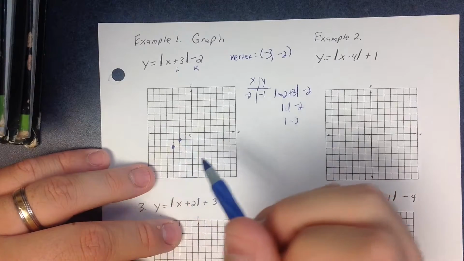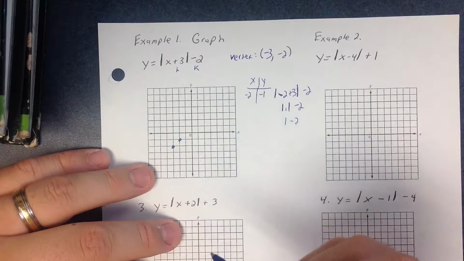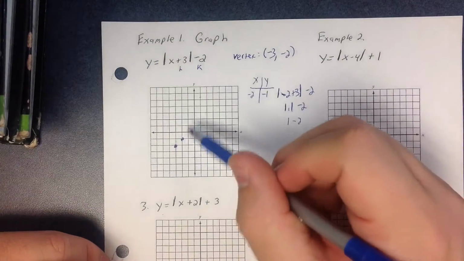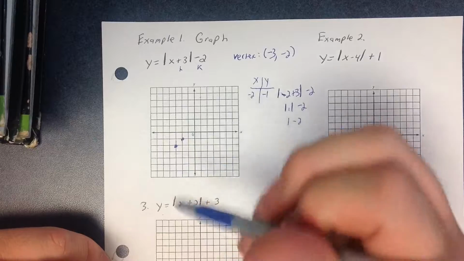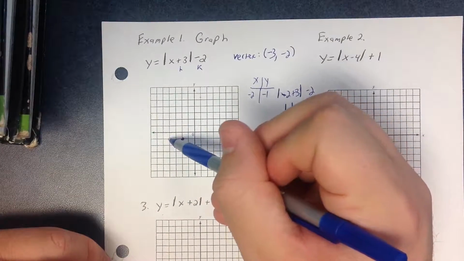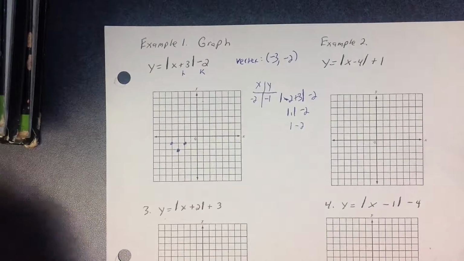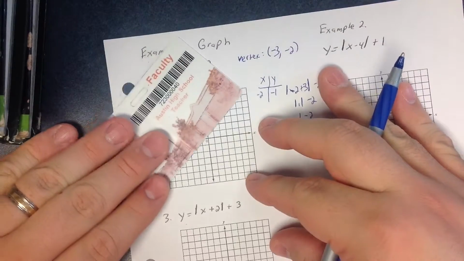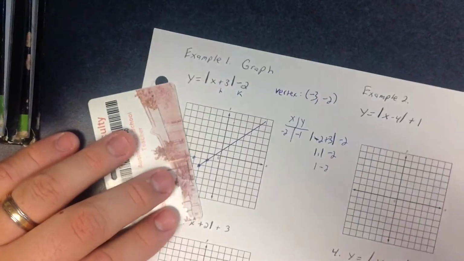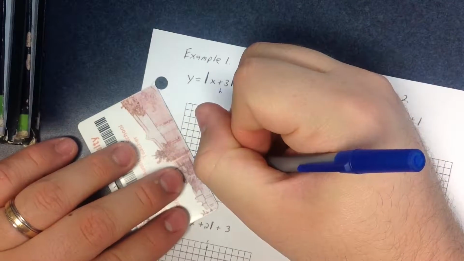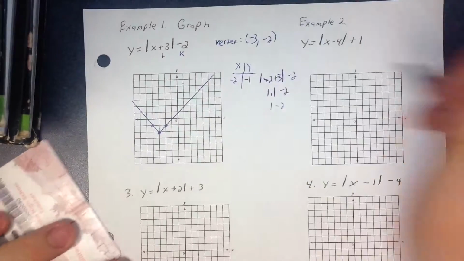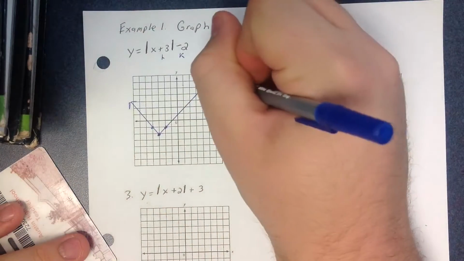Now when I say reflect it, an absolute value graph, since it's shaped like a V, would be the same thing on both sides of the vertex. So if we have a point one away from the vertex, it has to be one away on the other side as well. And then we can draw our V, and then we can draw our arrows.